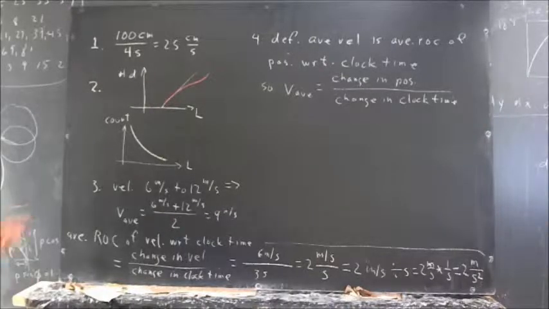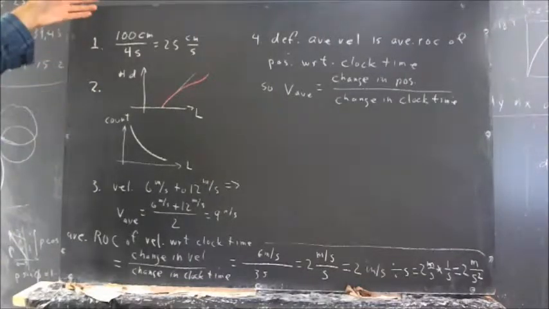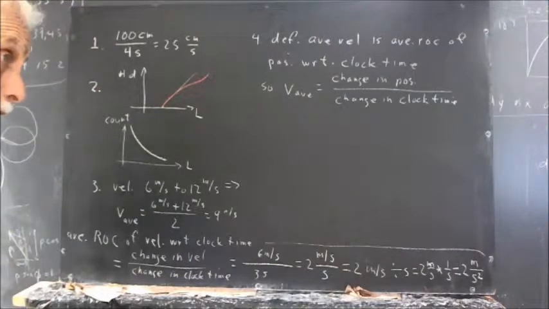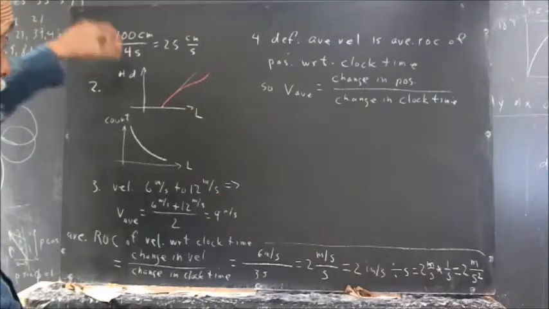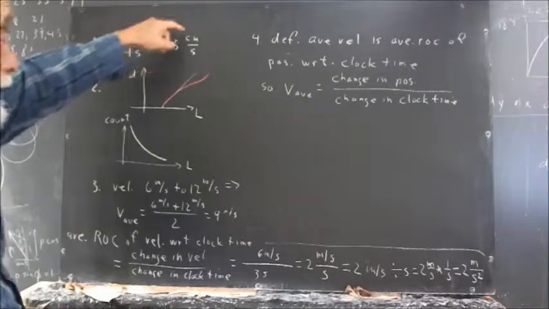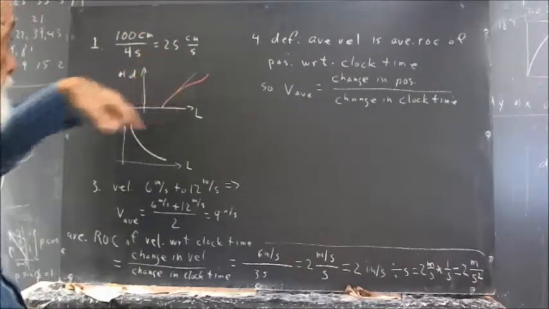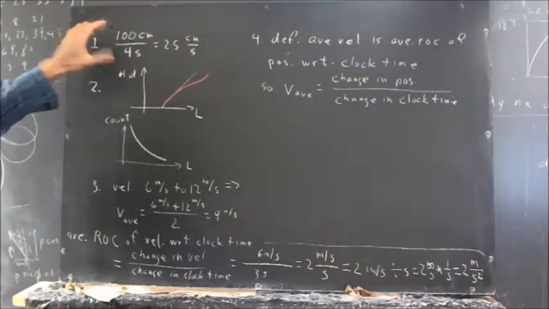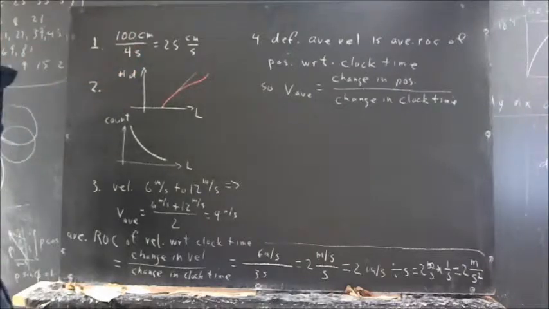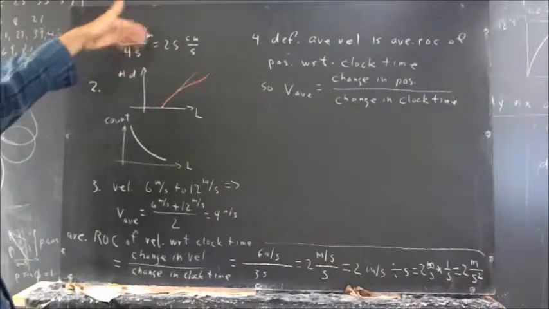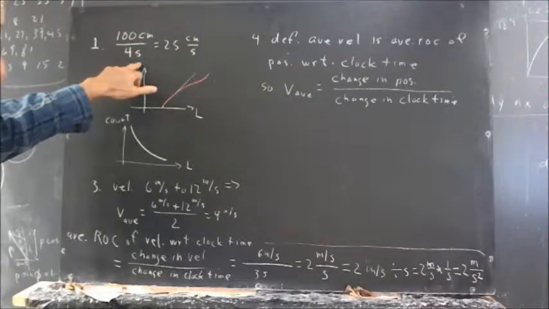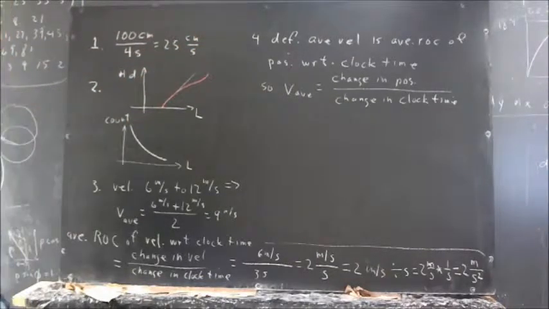Now looking at quiz problems, the first problem asked for the average velocity if something travels 100 centimeters in 4 seconds. You get 100 centimeters divided by 4 seconds, and that's going to be 25 centimeters per second. If you didn't write out your units, and actually I'm not sure, these might have been domino lengths and cycles, whatever the units of distance are, whatever the unit of time is, that's the units that should go here.